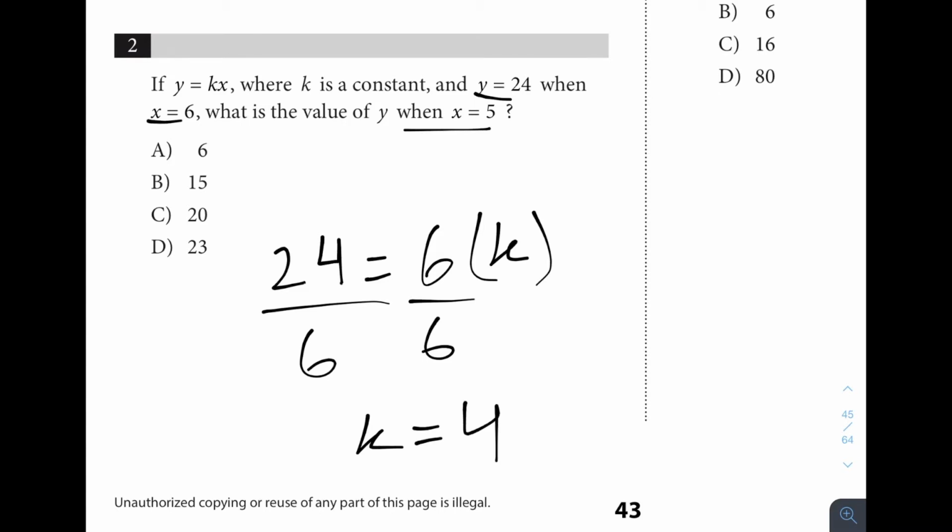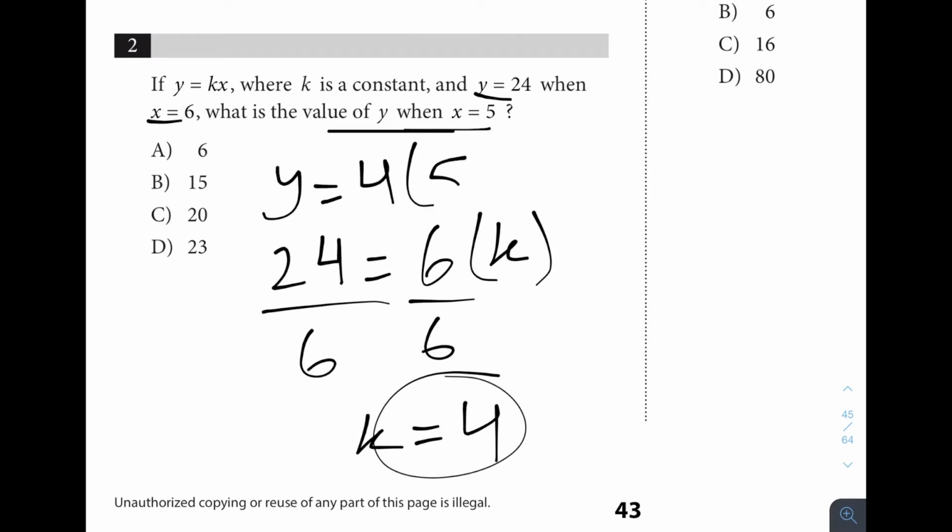So it says, what is the value of y when x equals 5? We can do this. y equals, we figured out k is 4, so 4 times 5, and that's 20. So that's going to be C.